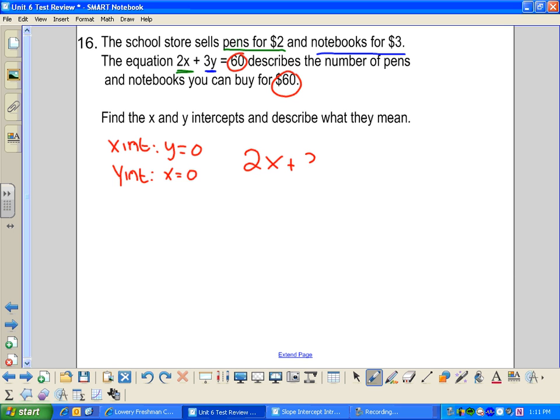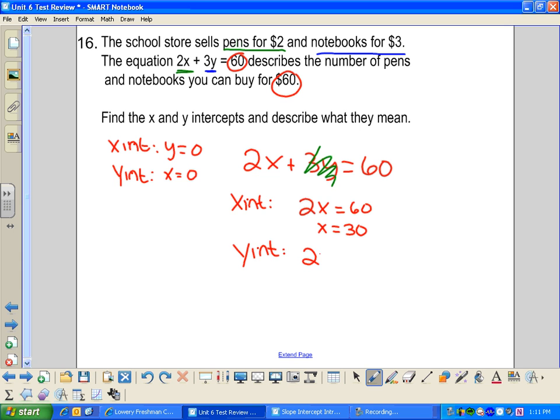2x plus 3y equals 60. For the x-intercept, I'm going to cover up my y. I end up with 2x equals 60. Divide both sides by 2, and I get x is 30. That's my x-intercept.